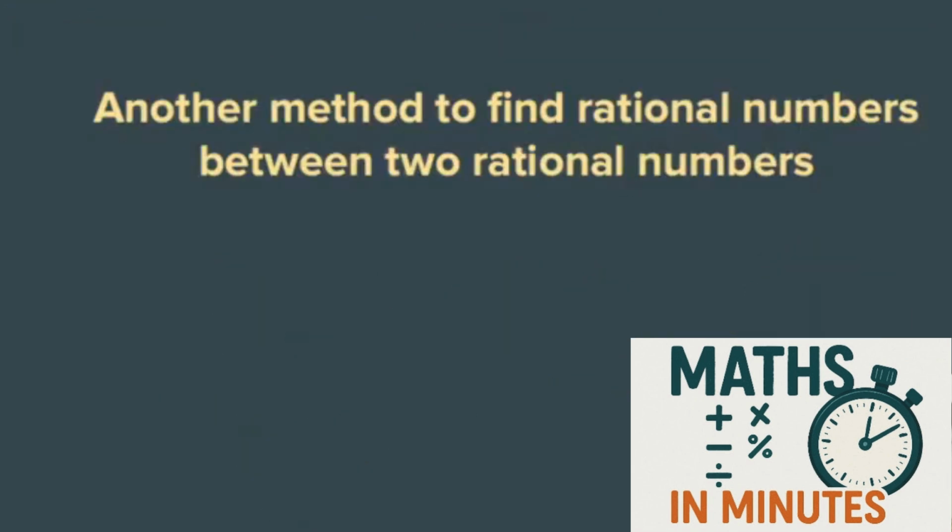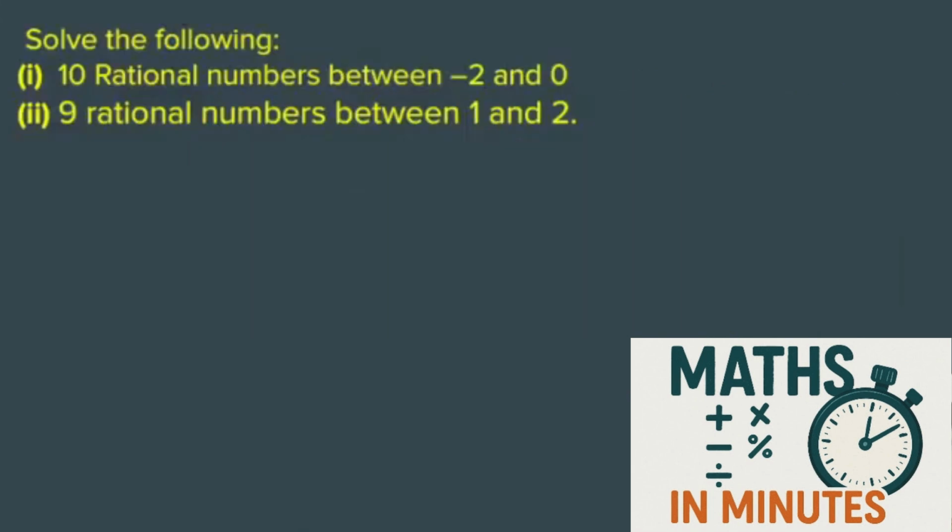Another method to find rational numbers between 2 rational numbers. This is method number 2. They are saying find 10 rational numbers between -2 and 0. We are having -2, we are having 0. Right? Step number 1: make the denominator same. You will say, ma'am, denominators are already same. This is 1, this is also 1. Right? Denominators are already same.